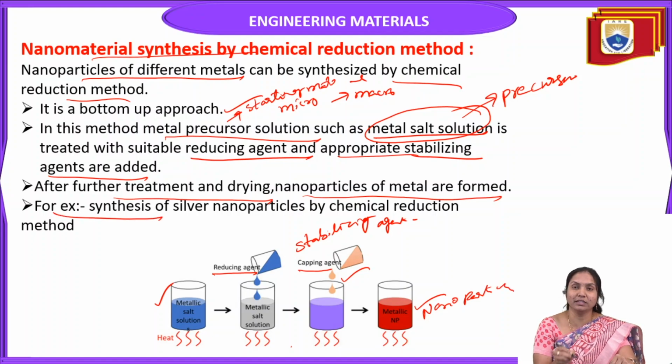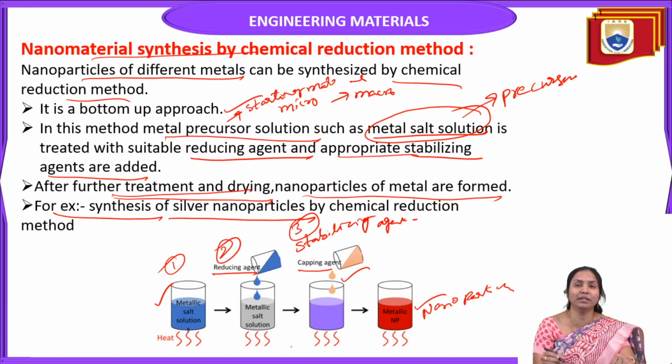For example, in this chemical reduction method, we can synthesize silver nanoparticles. Silver nanoparticles are mainly synthesized by this method. So how can we prepare these nanoparticles using the chemical reduction method? Here we take the metal salt solution as the precursor in the first beaker. Next, in the second, we add a reducing agent, for example hydrogen. Next, the third is the stabilizing agent added to this metal salt solution.